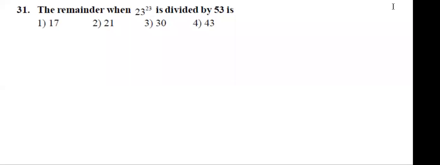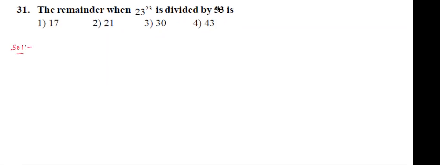The remainder when 23^23 is divided by 53. 23^23 is divided by 53, then what is the remainder they are asking? Now, how to do this?